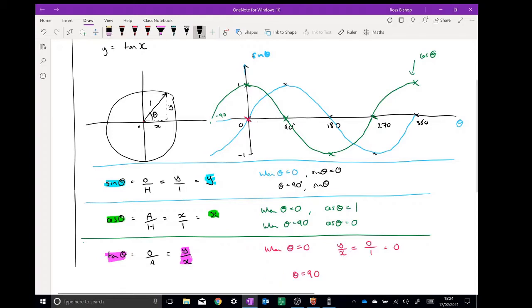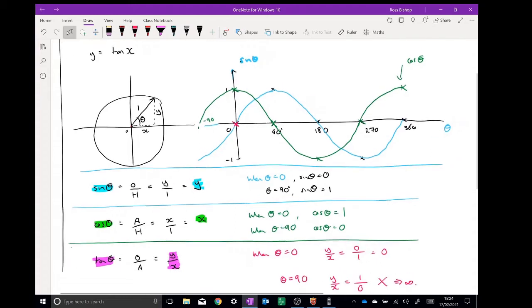So when theta is equal to 90, y over x, well, y at 90 was 1, and x at 90 was 0. And 1 over 0, well, that's a bit of an error there. In fact, we can't do that. That means it's going to tend to infinity. So we have an asymptote.